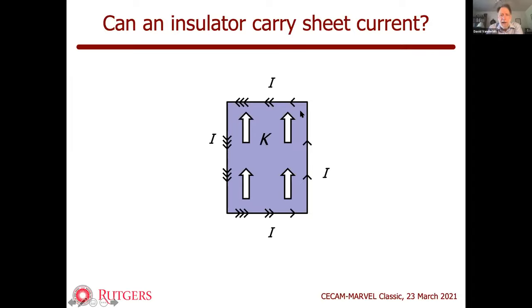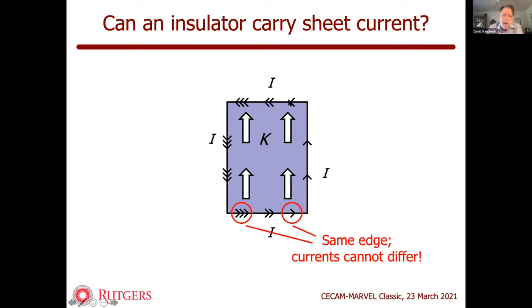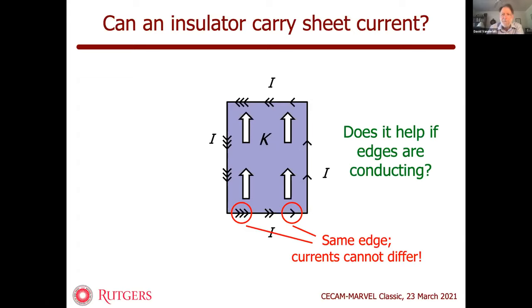And so it has to be the case that the current along the surface varies as I go along the surface. But the physics of the edge here and the physics of the edge here are identical. So how can the current possibly be different? So the answer is, at some level, no, you can't have a current flowing like that.